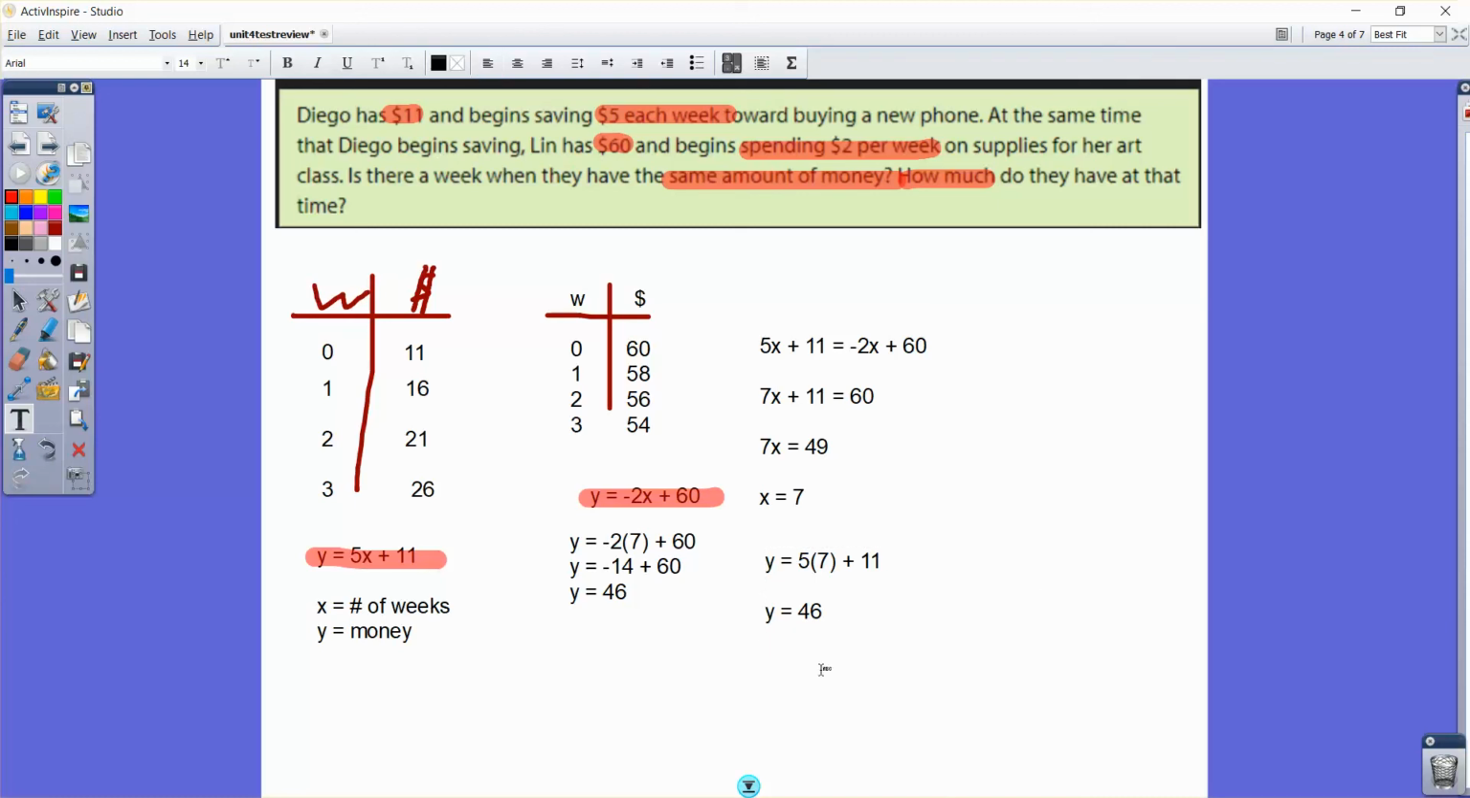All right, so 46, you get the same thing for both. The same x value works, and you get the same y value for both, so it concludes that your answer is correct. And again, if this equation thing doesn't jive with you, there's nothing wrong with extending this table. Go to the 4th week, the 5th week, the 6th week. When you get to the 7th week here, and when you get to the 7th week here, you should have 7, 46 for both of your values.